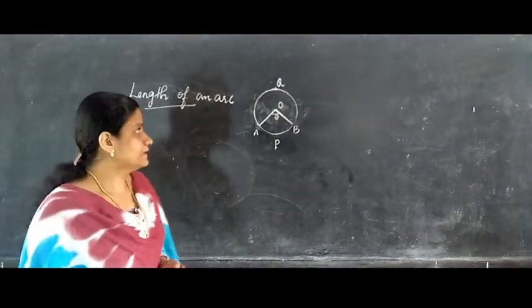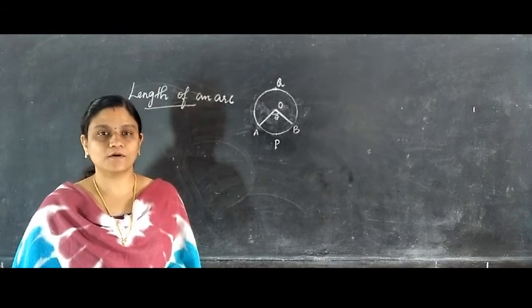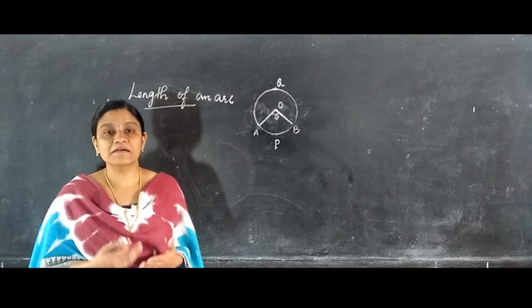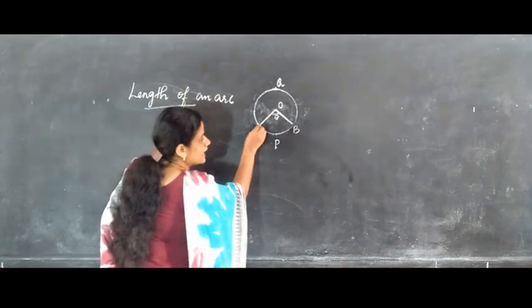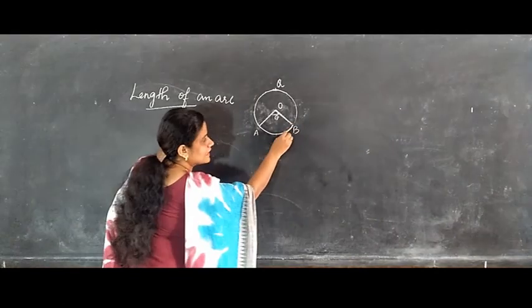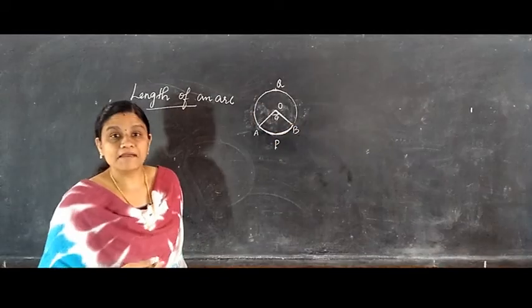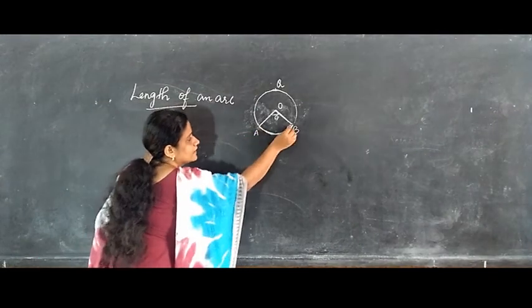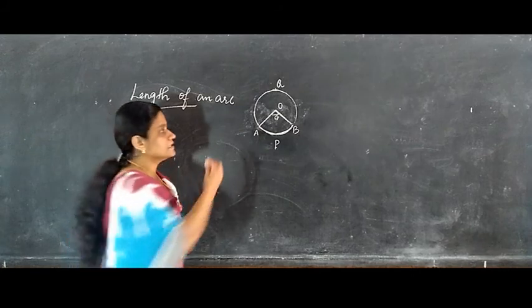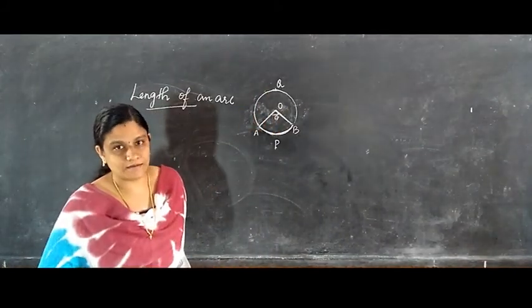Next, we will learn the formula for finding the length of an arc of a minor sector and a major sector. You just see here, this APB is the length of an arc of a minor sector. So how can we find this? If it is the circumference, we know it is 2 pi r.